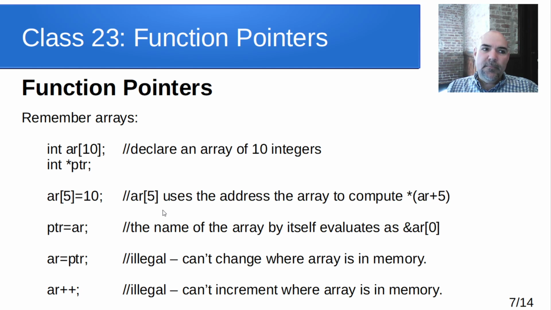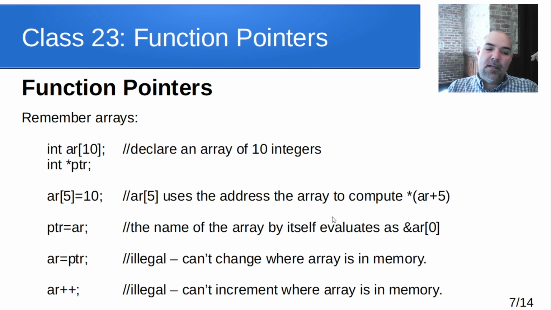And the reason that's important is because that also shows that if I use AR by itself, the name of the array by itself, it evaluates as the address of the 0th position. It evaluates as the beginning of that block of memory, which is why AR plus 5 over here says start at that address, go 5 integer spaces past it, and then get what's actually at that location. So, important thing to note here, the name of the array by itself evaluates as the address of where that array lives in memory, where it starts in memory.